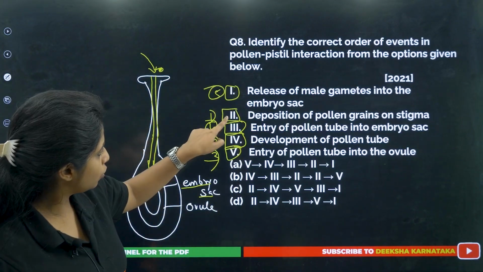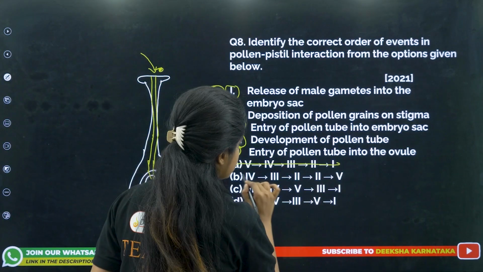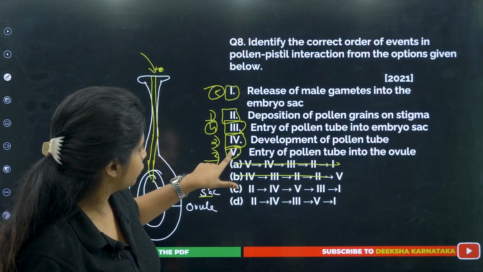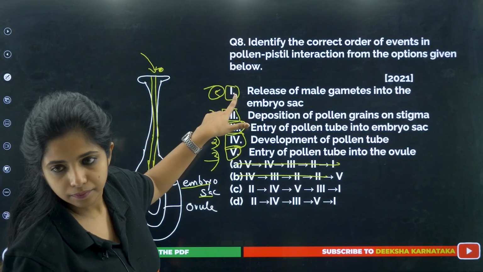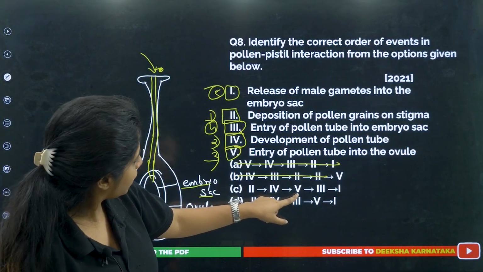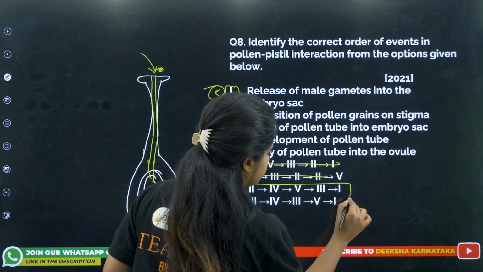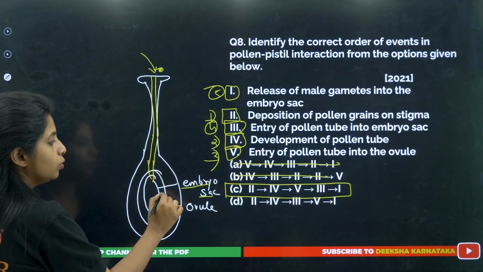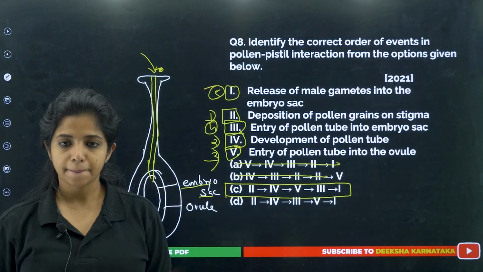So let's see, 2, 4. So this and this become cancelled because 2 and 4 is not there. Now 2, 4, 5, 3, 1. This becomes the answer. Yes, 2, 4, 5, 3, 1. This is the answer. Please always remember, inside the ovule you will be having your embryo sac. So ovule will be coming first, then the embryo sac.